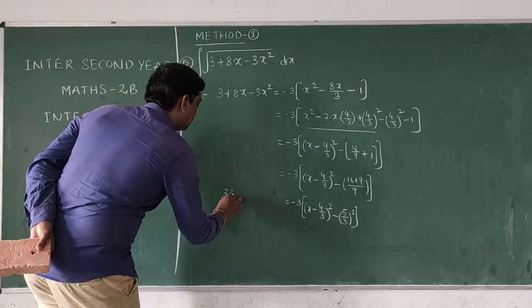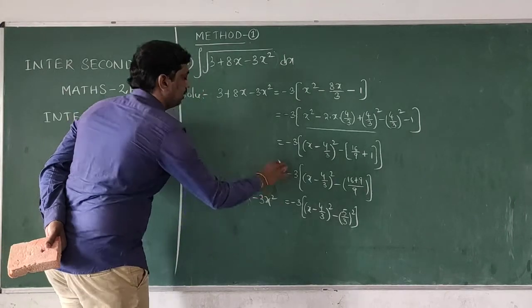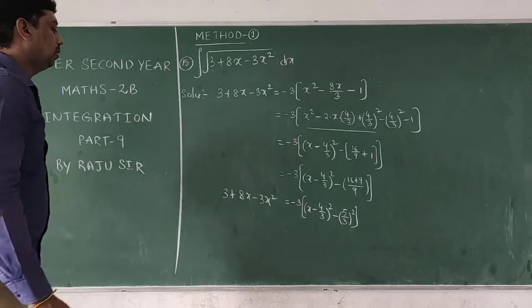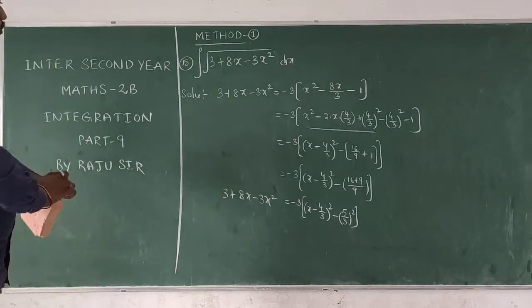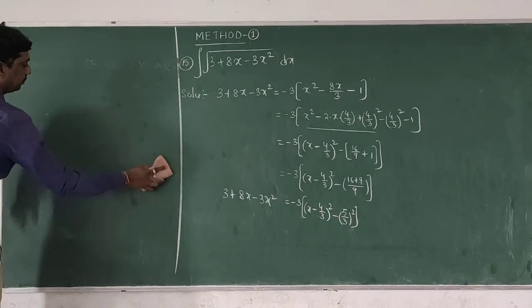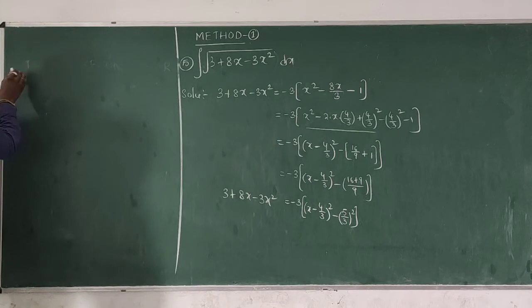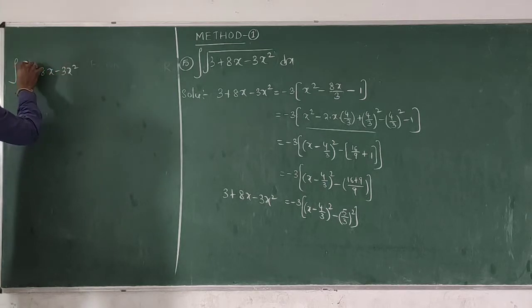This is the given function, 3 plus 8x minus 3x square. Now, in order to continue, take the problem. What is the actual problem given? Integration of square root of 3 plus 8x minus 3x square dx.